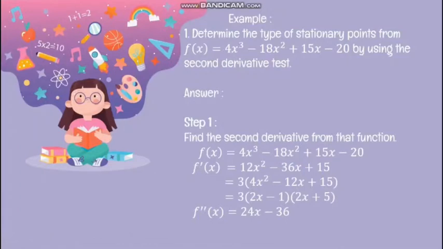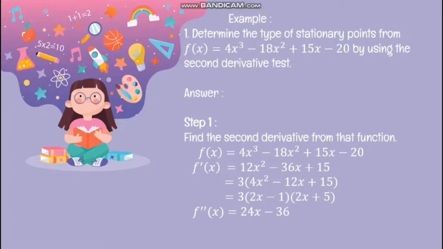Example 1. Determine the type of stationary point from f(x) equal to 4x cubed minus 18x squared plus 15x minus 20 by using the second derivative test. Answer: Step 1. Find the second derivative from that function.